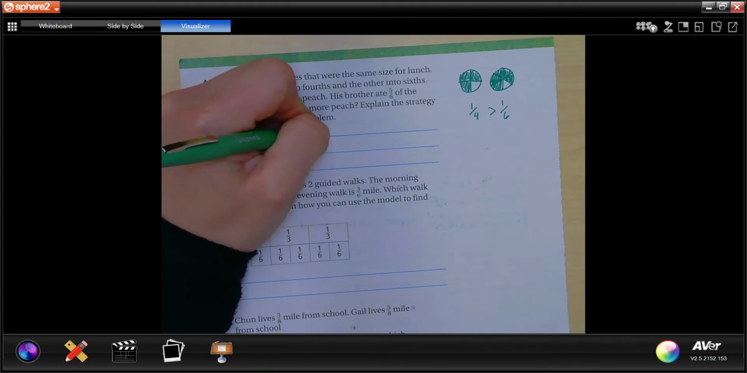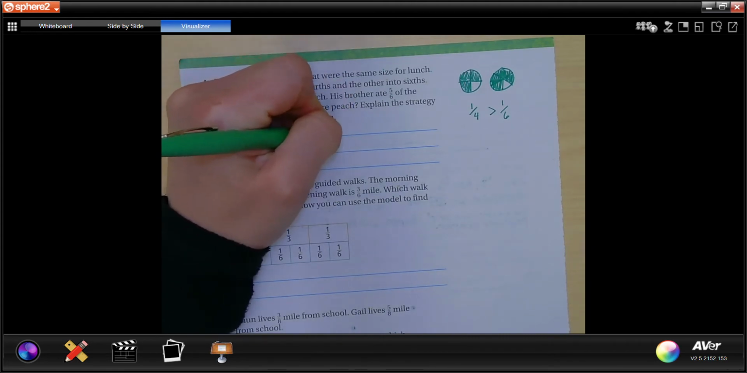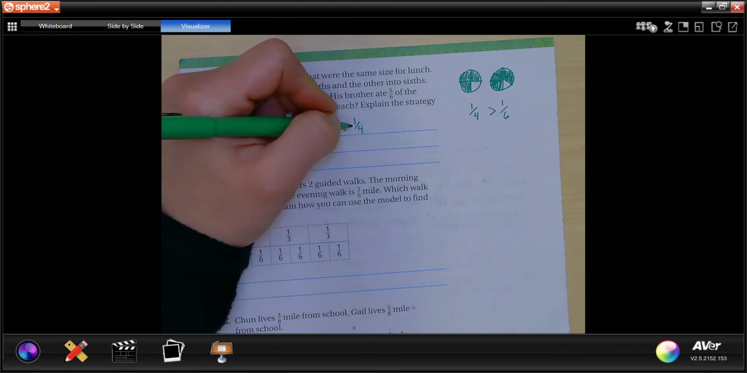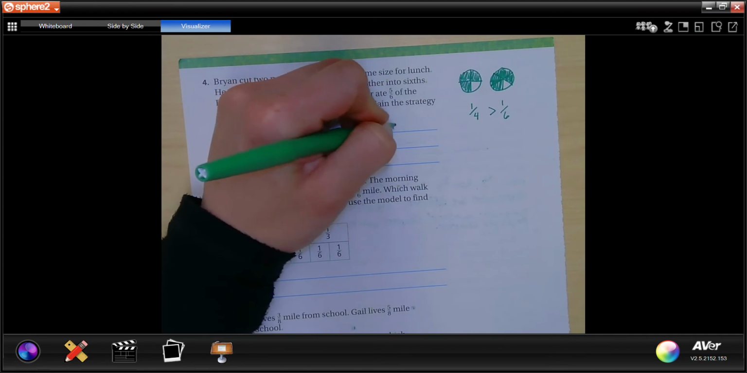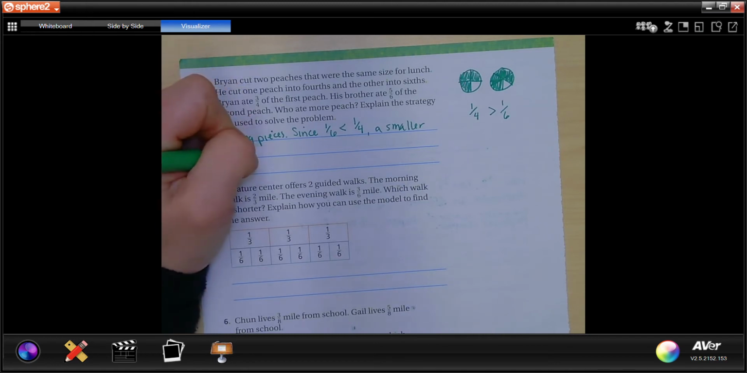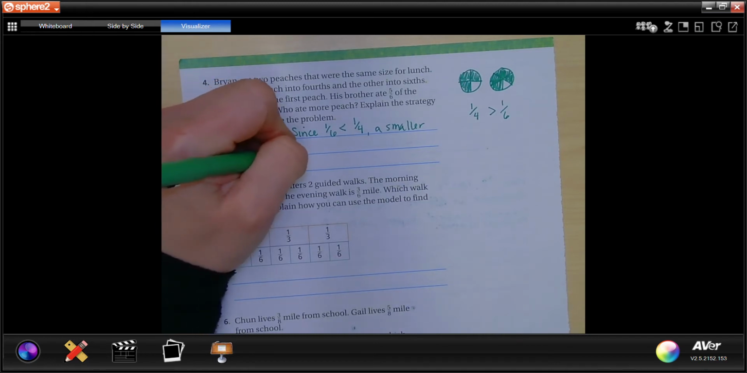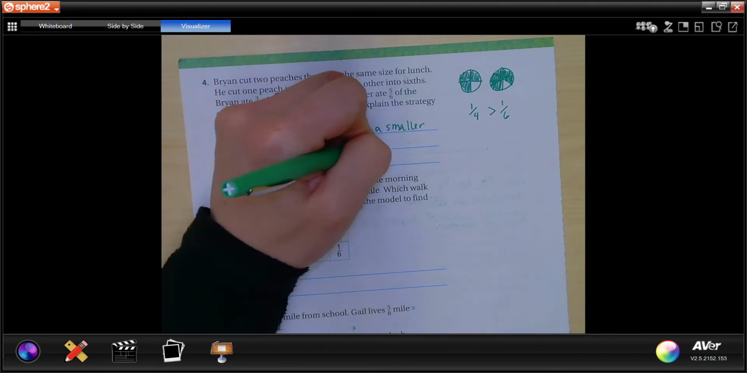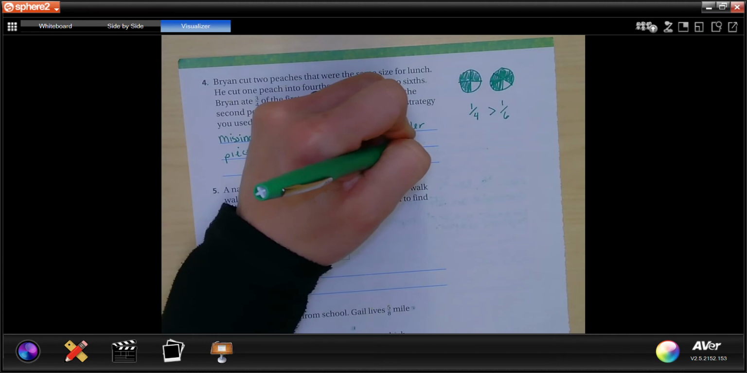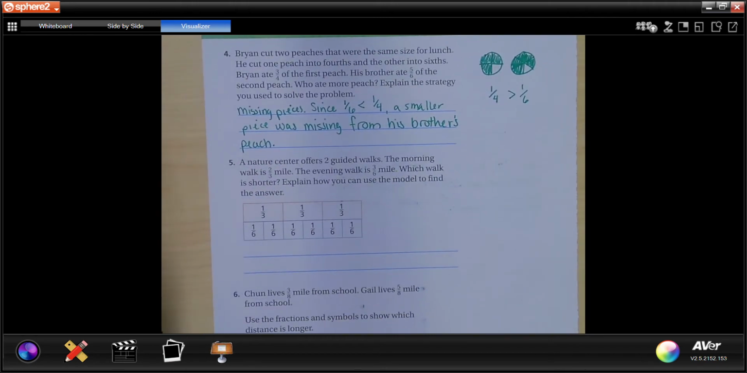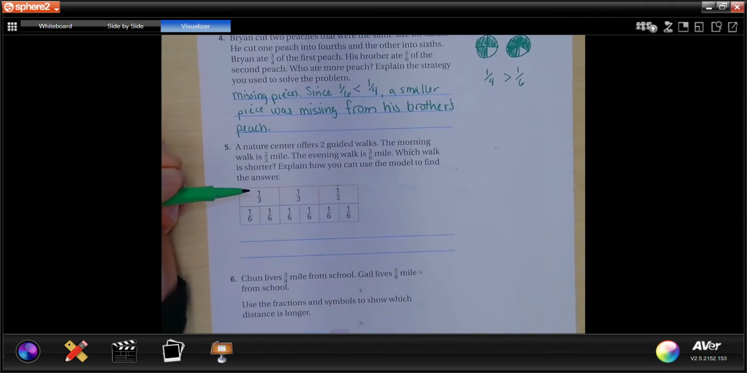So since 1/6 is less than 1/4, a smaller piece was missing from his brother's peach. If at any point you need to pause to write this down, feel free to do so.